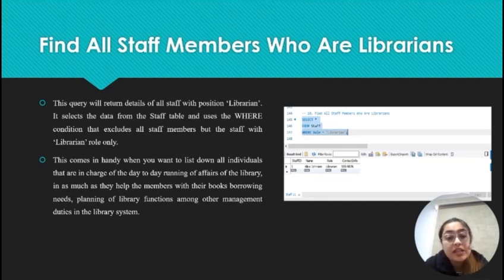This condition is useful for identifying staff responsible for daily operation activities in the library, including assisting members with book borrowing, planning library functions, and a lot of management duties which they have to perform. In the example, as you can see, the results include a staff member named Alice Johnson with the role of librarian.